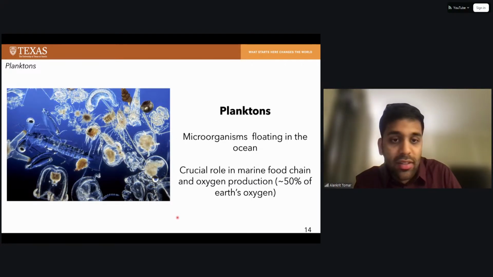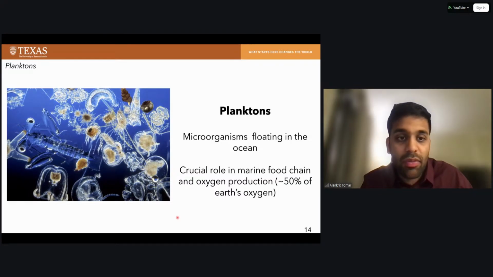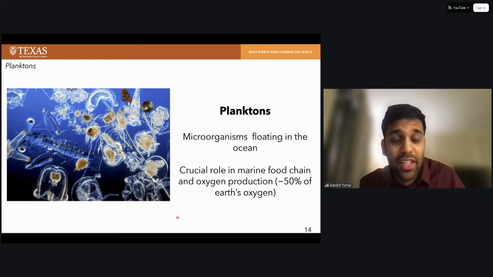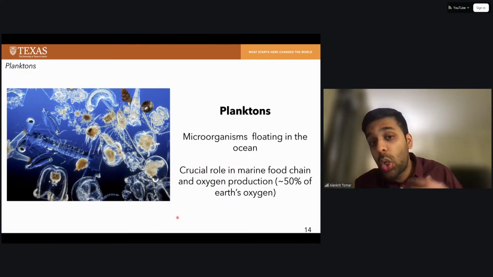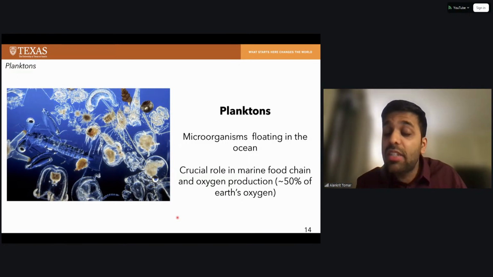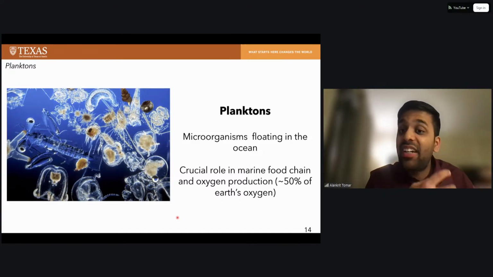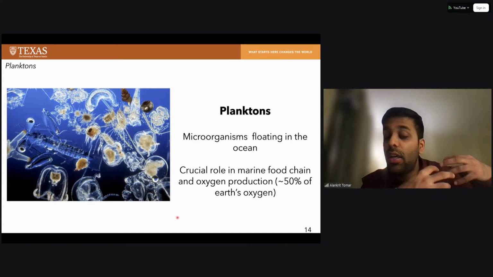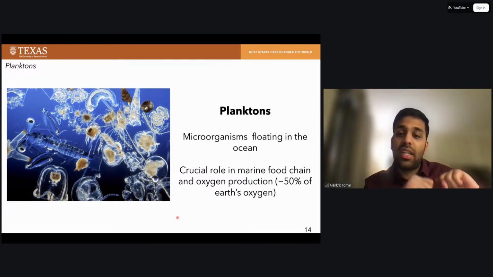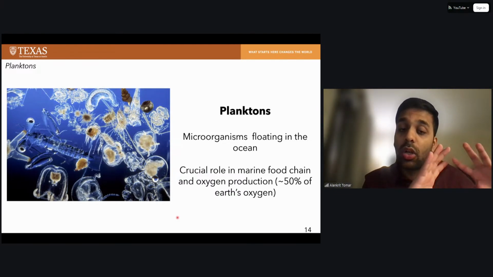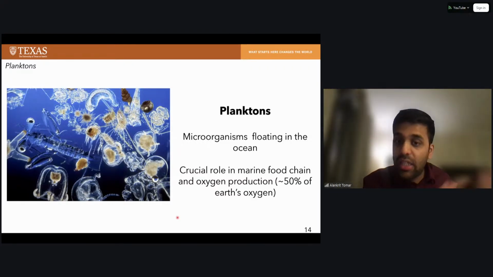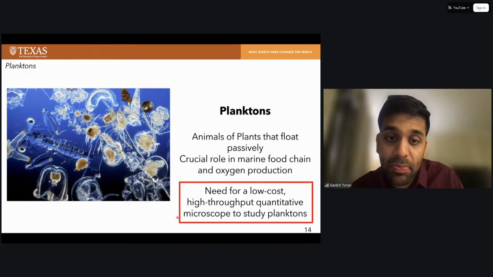And as you know, a large percentage of the Earth's volume comprises water. So the volume of these organisms must be really high. And it is important to understand the life cycle of these planktons and how they operate to get a better idea of the quality of the seas that we have on Earth.